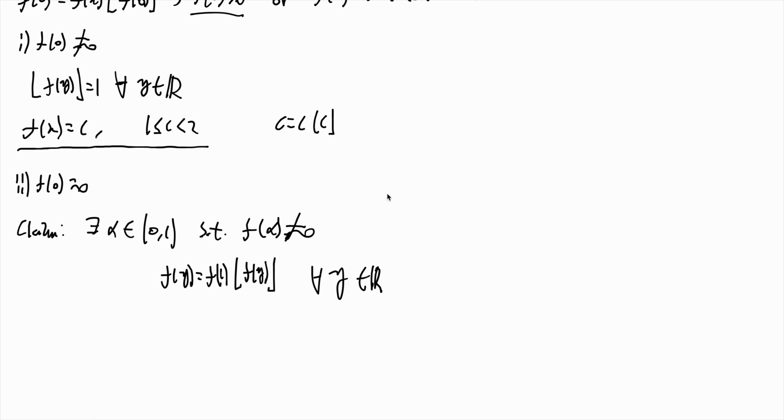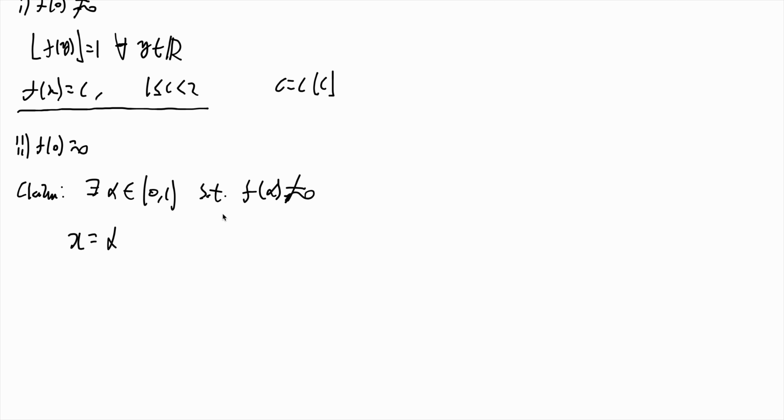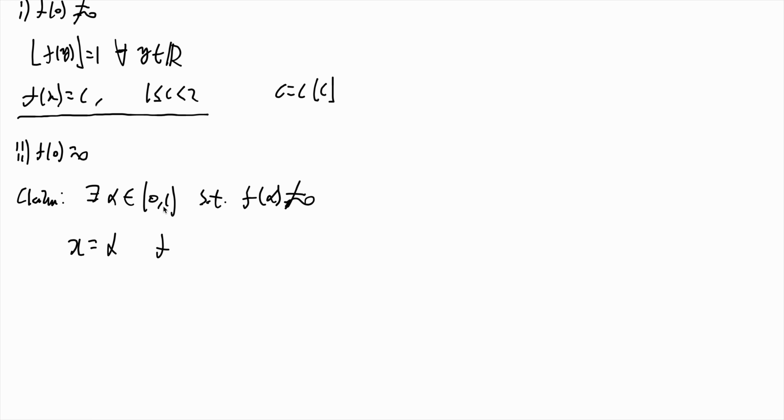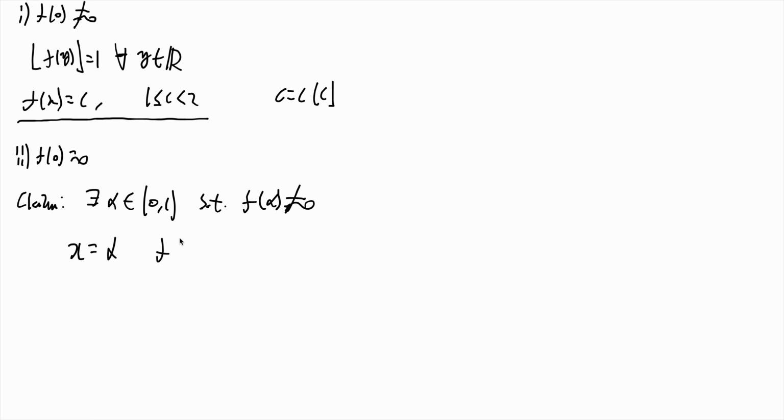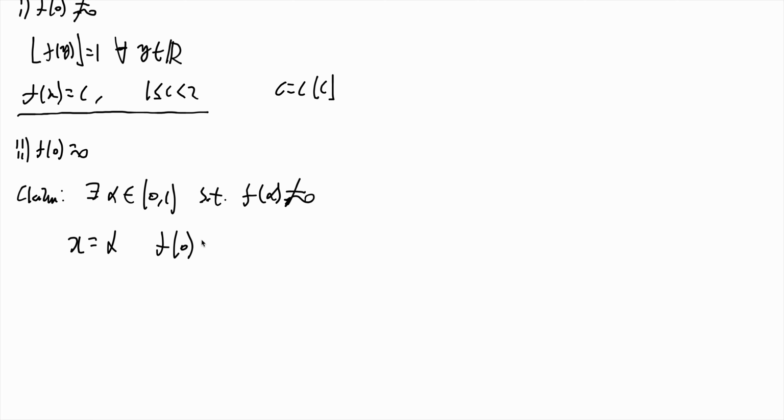Actually, before doing this, let's substitute alpha. Let's substitute alpha when x equals alpha. If we substitute this, we get f of, because of the reason why it's open interval 0, 1 is because then if we substitute x equals alpha, this whole thing becomes 0. So f of 0 equals f of alpha times, so this is true for all real y.